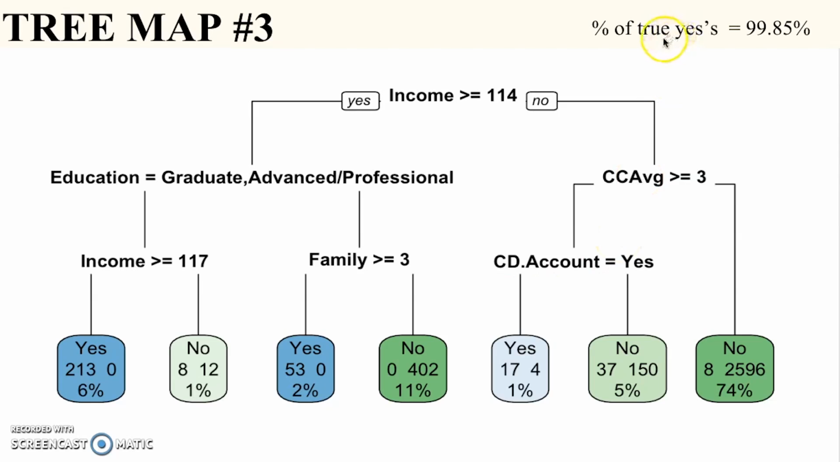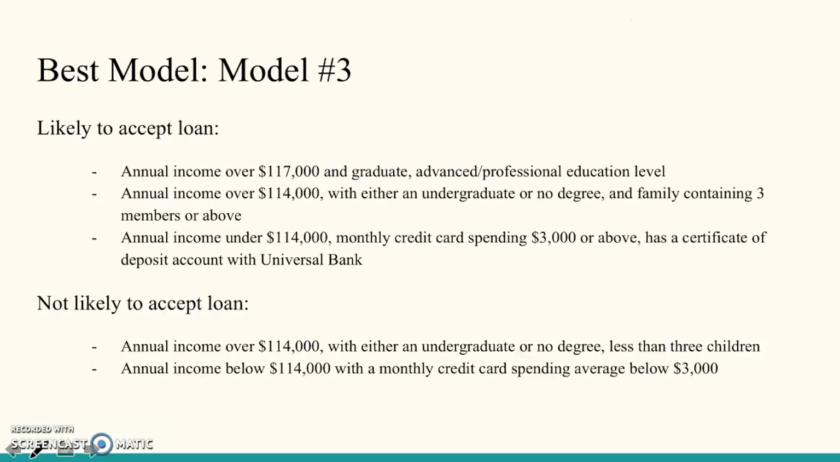When we ran this model through the validation set, it said we have percent of true yeses, 99.85%, which is our highest specificity rate yet, which means that 99.85% of the data was accurate when we put it through the specific model. So here we'd say, based on our previous 3 models that we would show you, that our best model is number 3 because it had the highest specificity rate, which means that it was accurate the highest amount of times when we put it through the actual data set.